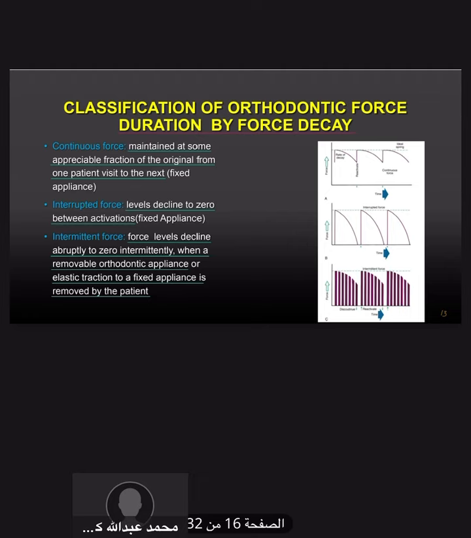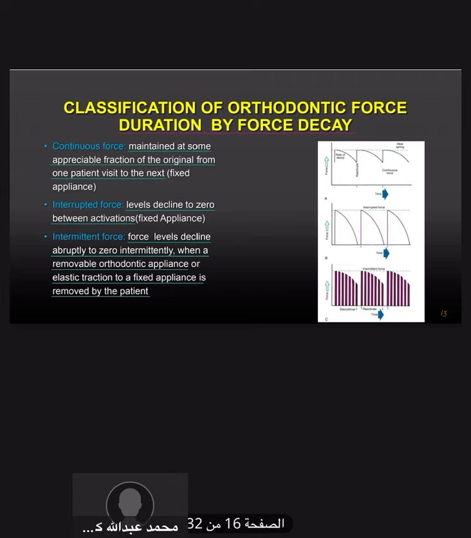Distribution of orthodontic forces by duration, and by force decay. There are three types of forces. One is known as continuous force, maintained at some appreciable fraction of the original force. For example, if 50 grams of force is applied at visit number one with fixed appliances, in orthodontic braces, and you call the patient after 4 weeks, when he or she comes to you, at least 10 to 15 grams of force should be there. That is known as continuous force, meaning maintained at some appreciable fraction of the original force.